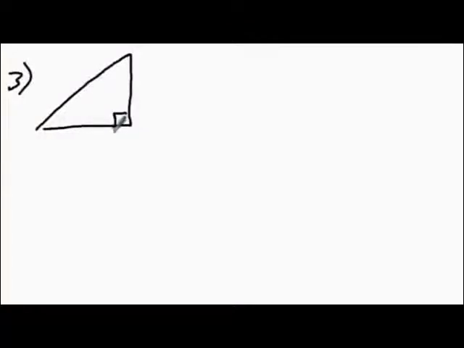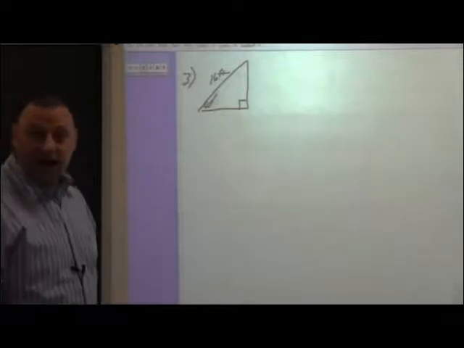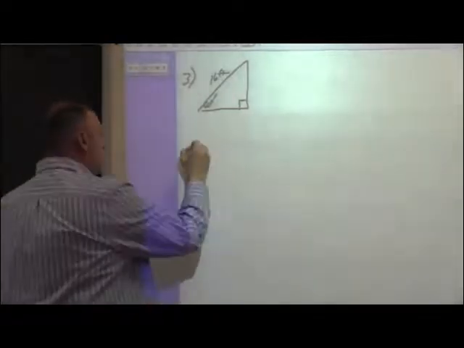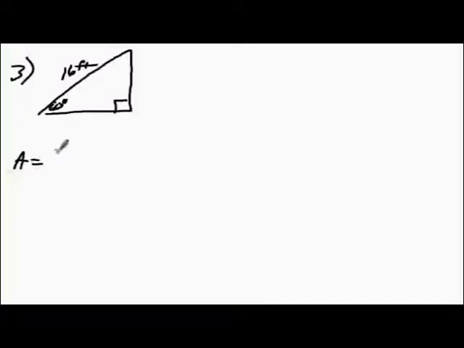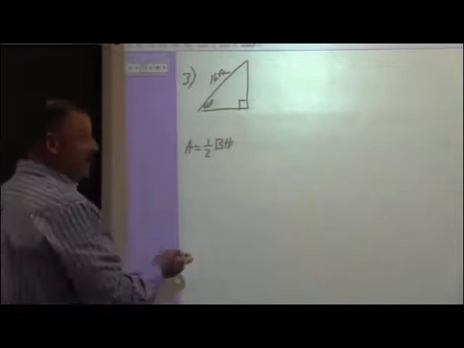So say I gave you a length of 16 feet. That's opposite the 90. And say I tell you this angle right here is 60 degrees. And that's all you got to find the area of this. Don't forget the area of a triangle is 1/2 base times height. Well, we got to find the base and the height.